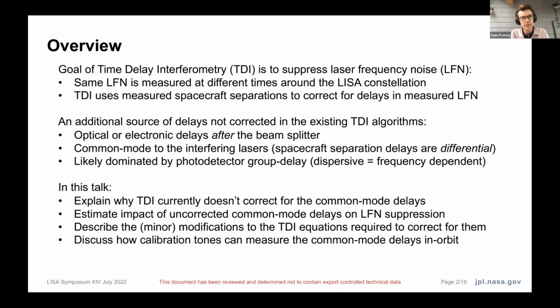Based on our estimates, these common mode delays are likely dominated by photodetector group delay. This is a dispersive delay, meaning that it's going to be frequency dependent, and I'll talk more about that later. Essentially, in this talk, I'll explain more about what we mean by common mode delays, estimate their impact, describe some minor modifications to TDI that could be used to correct for them, and then discuss potential ways to measure them in orbit.